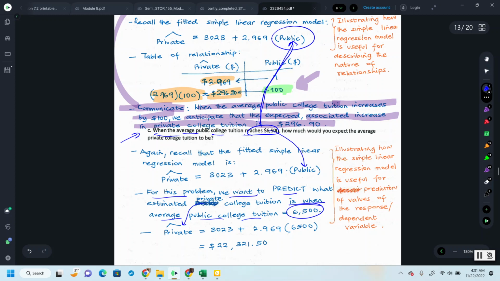So all we need to do is just plug in 6,500 here, which is what we're doing in this line. If you multiply these two numbers and add your answer to 3023, approximately you will get $22,321.50. That would be the predicted private college tuition when public colleges are charging $6,500. With that said, we proceed to page 15.